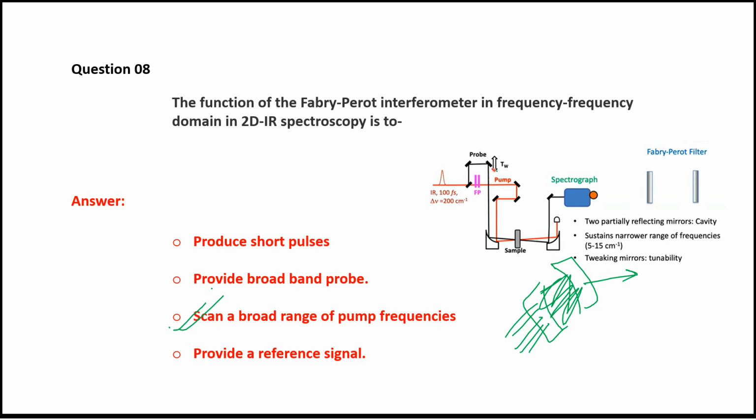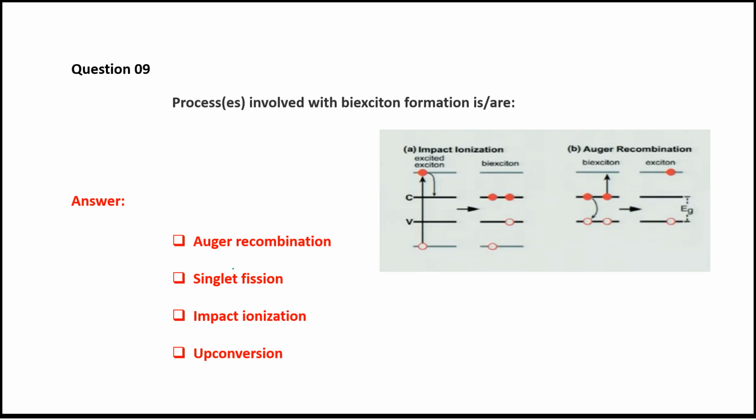See, here the probe beam is directly going to the sample. In the second case, the pump goes straight through the sample but reaches the spectrograph, although the D is blocked on the way. Why is this D blocked, and what is the purpose? You have to scan a broad range of frequency. It helps in that, the Fabry-Perot interferometer. Okay. Now we'll go on to the next question.